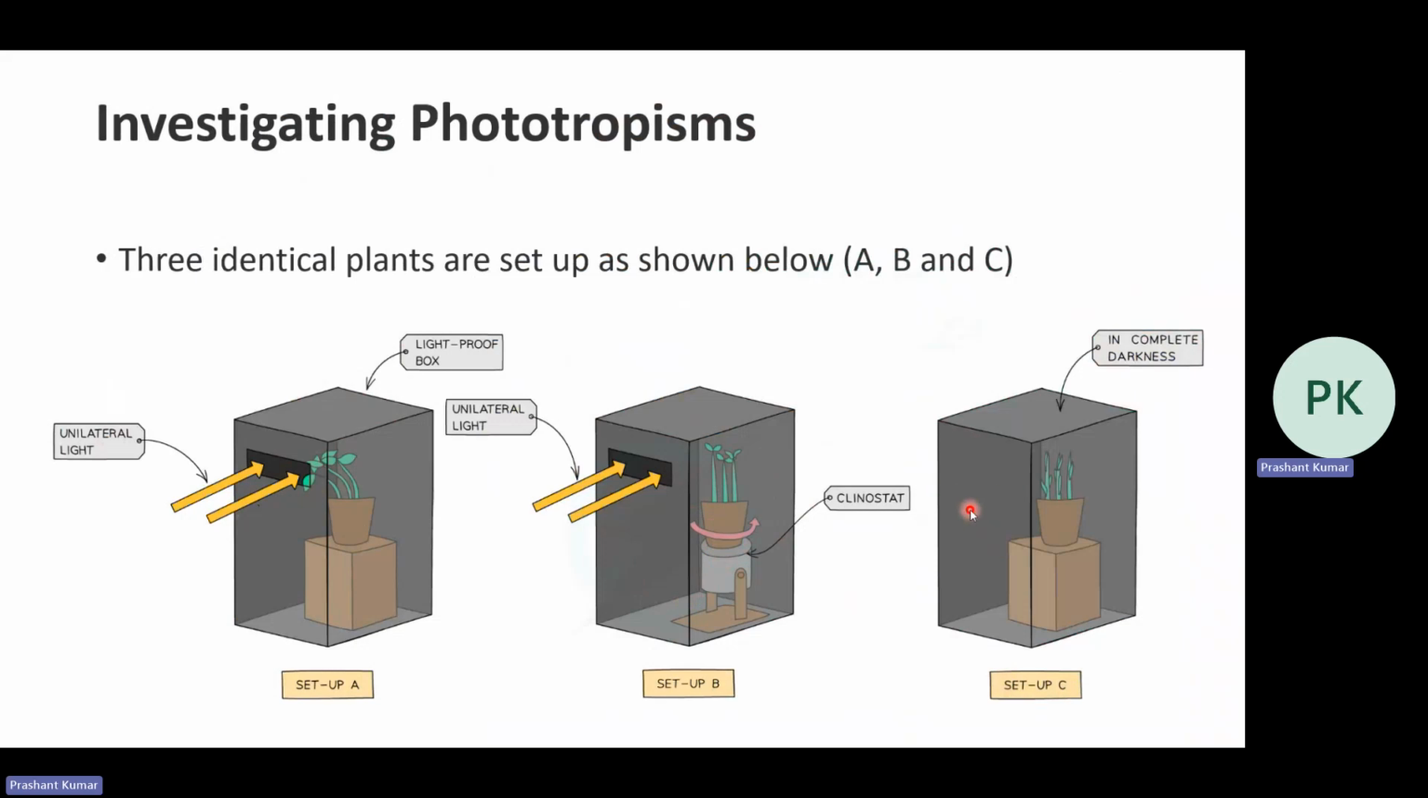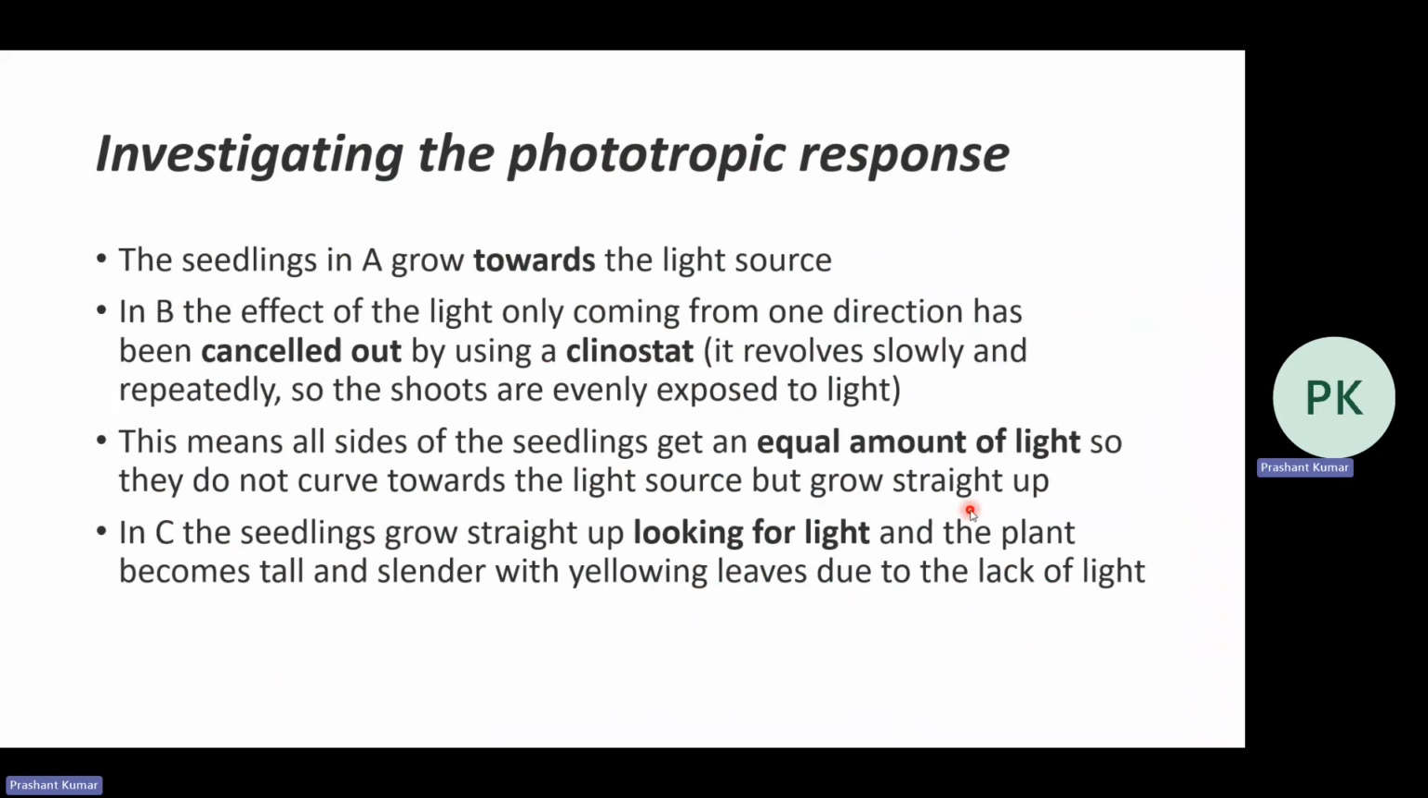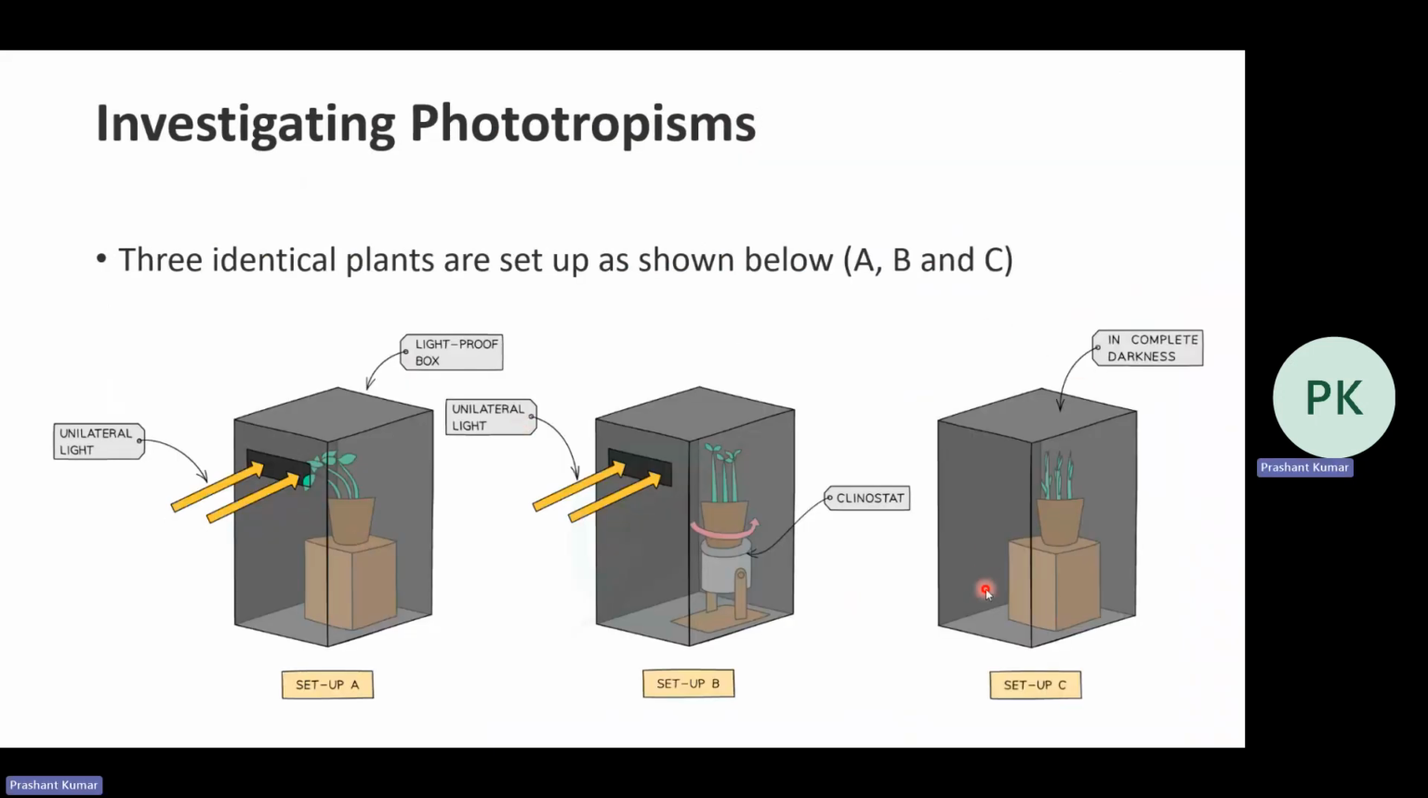It's a closed container. So the seedling in A grows towards the light source, right? In B, the effect of the light coming from only one direction has been cancelled out by using the clinostat, because they are moving. This means all sides of the seedling get an equal amount of light, so they are not going to curve. But in C, it's looking for light and the plant becomes tall and slender with yellowish leaves due to lack of sunlight. So we have seen that in the third, the container is closed.